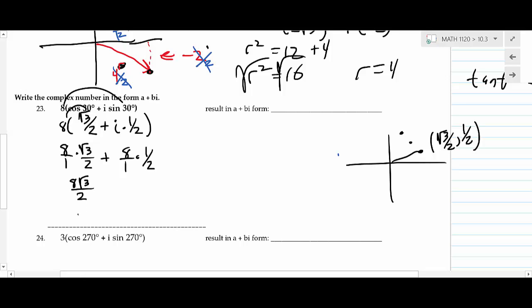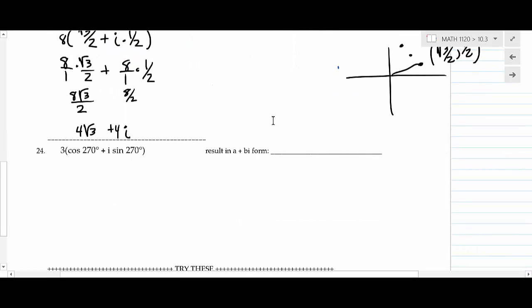That's 8 root 3 over 2, so that's 4 root 3. And then this is 8 over 2, so that's going to be 4. And then that's got the imaginary part in it. So you would end up with an answer 4 times square root of 3 plus 4i. So now you're back in the a plus bi form. That's it. So what makes that simple for students is really what knowledge do you need? You need unit circle knowledge, right? That's it. And then just some basic algebra, doing a distributive property.